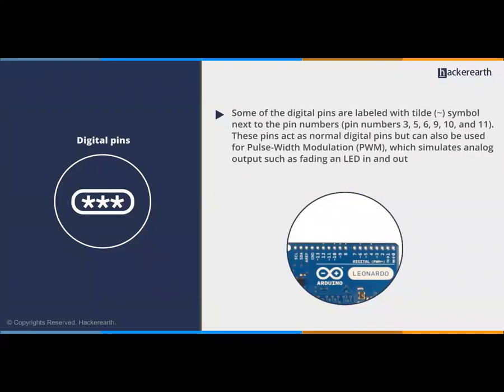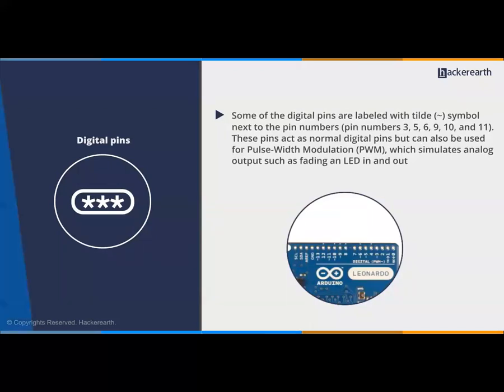Some of the digital pins are labeled with the tilde symbol next to the pin numbers 3, 5, 6, 9, 10, and 11. These pins act as normal digital pins but can also be used for pulse width modulation, PWM, which simulates analog output, such as fading an LED in and out.